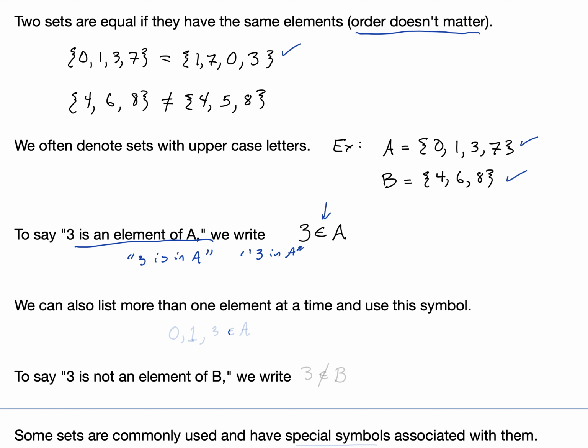We can also list more than one element at a time using this symbol. So we could say 0, 1, 3 are all elements of A. We could write it like that. And if we want to say that some element is not in a set, then we just put a line through the is-an-element-of symbol. So if we wanted to say 3 is not an element of B, we would write 3 is not an element of B.